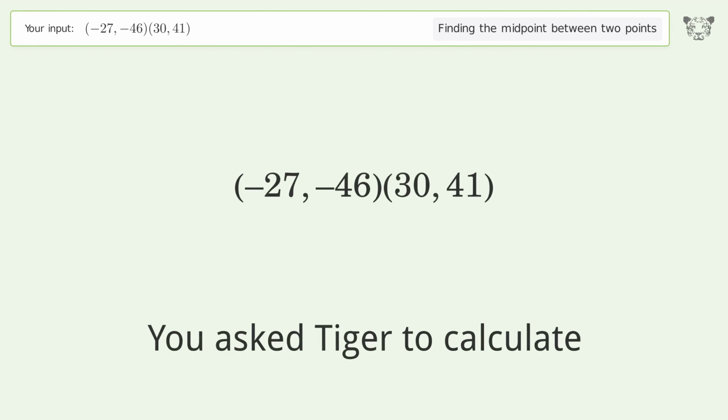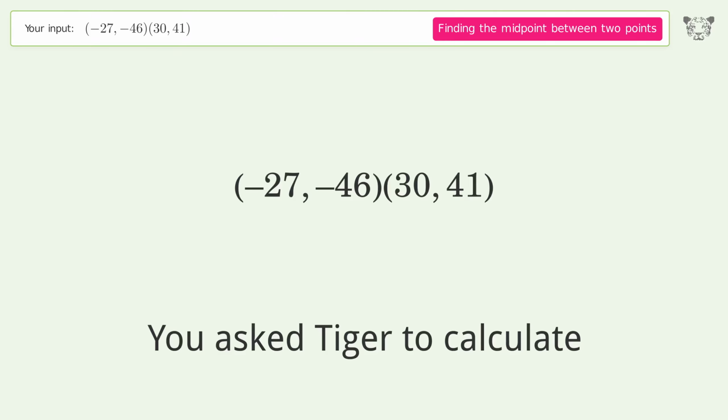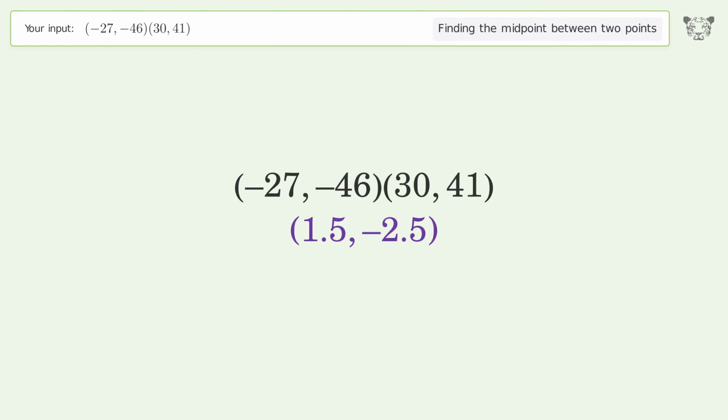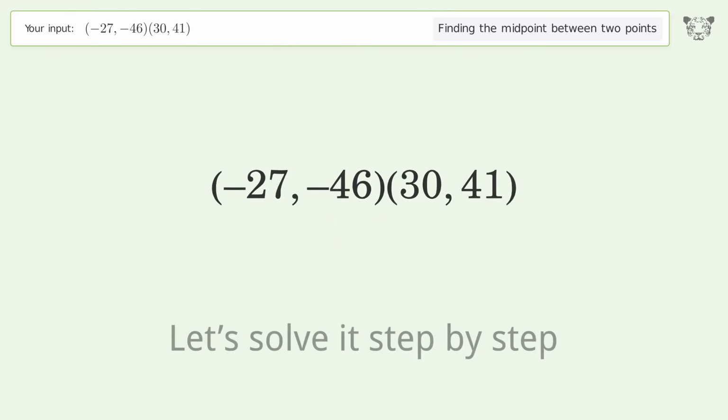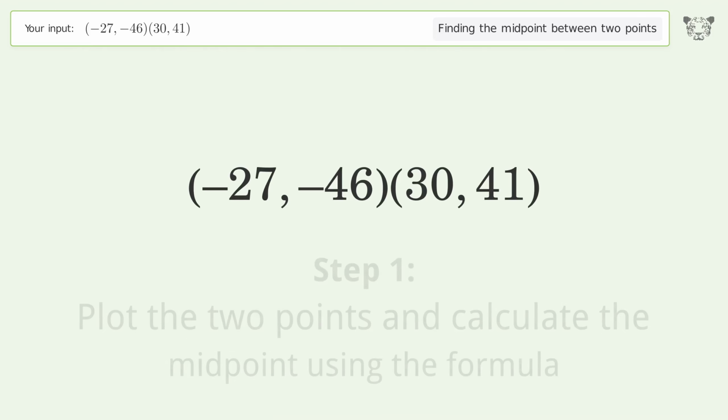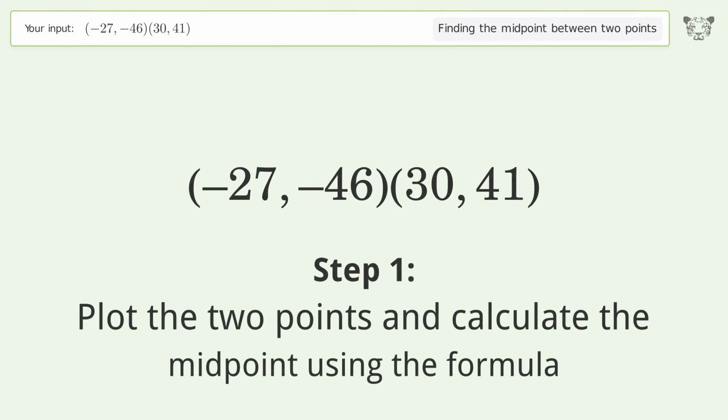You ask Tiger to calculate. This deals with finding the midpoint between 2 points. The midpoint between the 2 points is 1.5, negative 2.5. Let's solve it step by step. Plot the 2 points and calculate the midpoint using the formula.